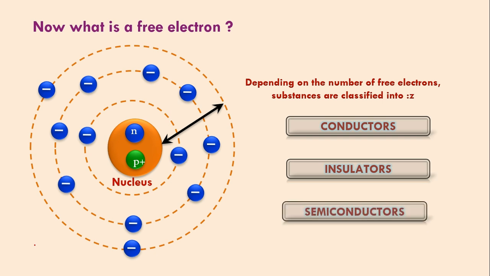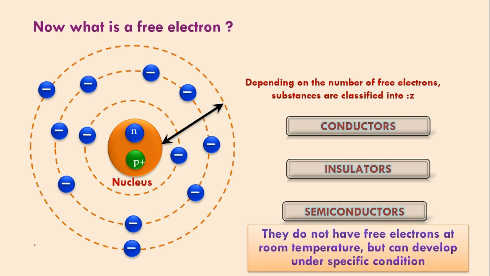And one more is semiconductors, which can allow the charge partially. They do not have any free electrons at room temperature, but under specific conditions they develop free electrons, so that they can allow the charge partially, but not permanently.